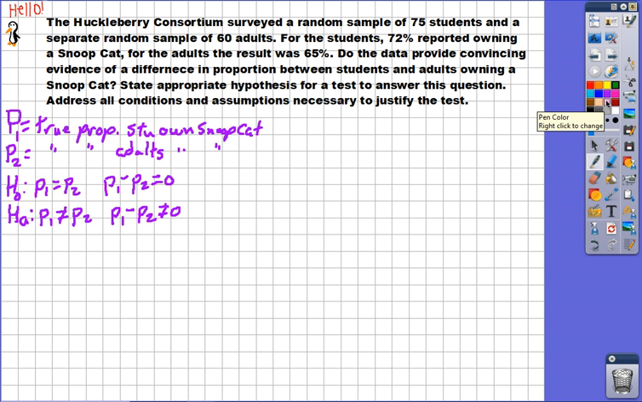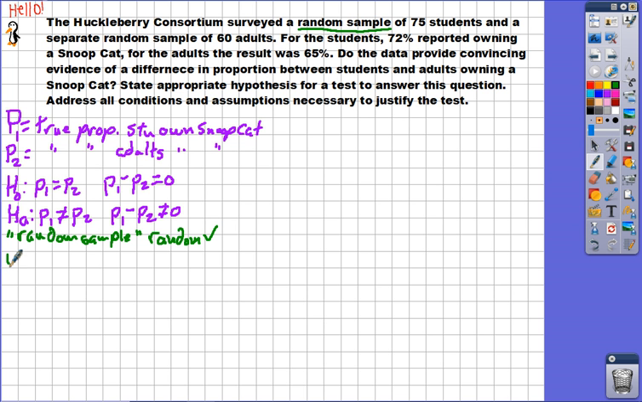So the next thing we want to do is check our conditions and assumptions. The first thing we always check for is randomness. And you'll notice right here we have a random sample. So I'm just going to put, quote, random sample, end quote. And that's my reason that it is random. Check. The next thing we need to check is that the 10% condition isn't violated.